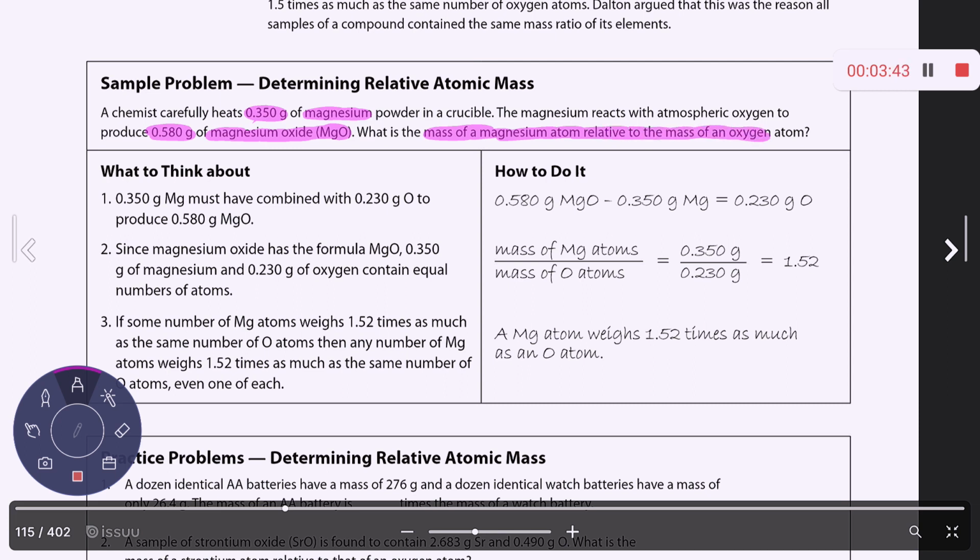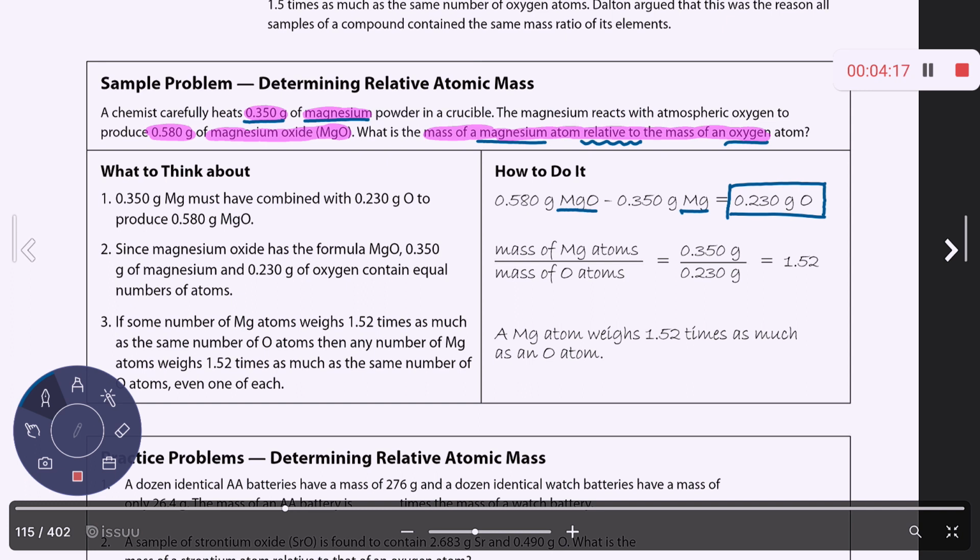They want to know the mass of magnesium relative to the mass of oxygen. Well, you need to have the mass of each element or atom in that compound in order to do the relative mass. We have the mass of magnesium, but I need to get the mass of oxygen, and I would do that by subtracting. We don't always have to do that, but in this case we do. Here they took the mass of magnesium oxide and subtracted the mass of magnesium to get the mass of oxygen.